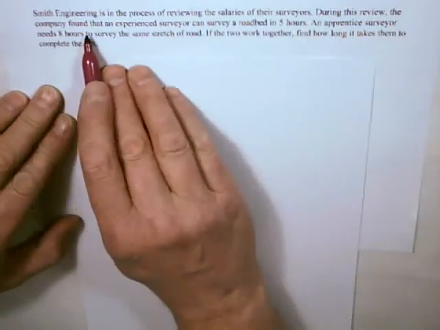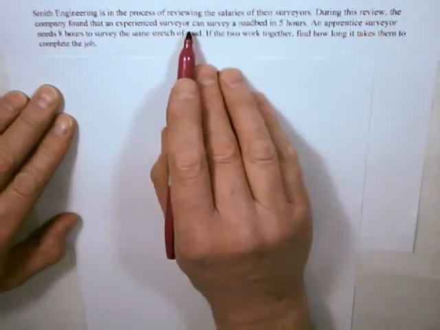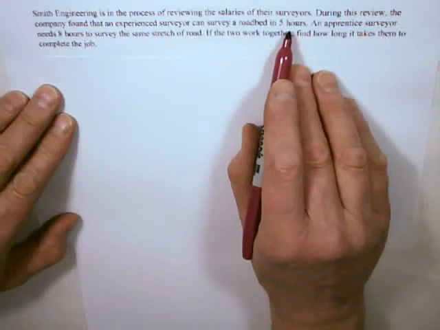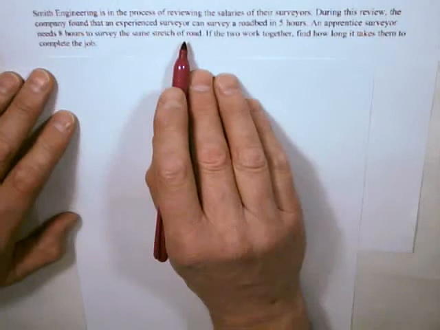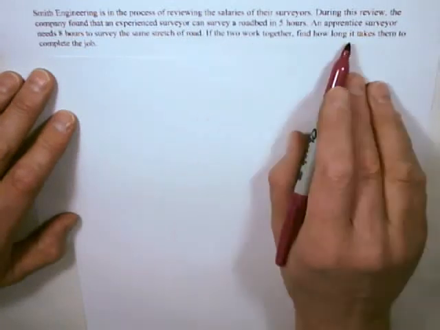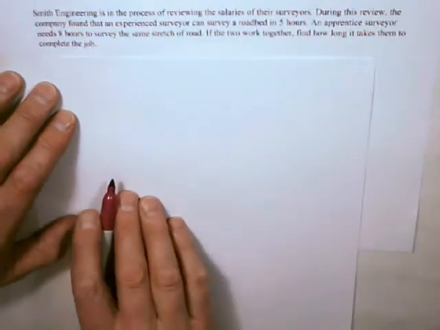During the review, the company found that an experienced surveyor can survey a roadbed in 5 hours. An apprentice surveyor needs 8 hours to survey the same stretch of road. If the two work together, find out how long it takes them to complete the job.